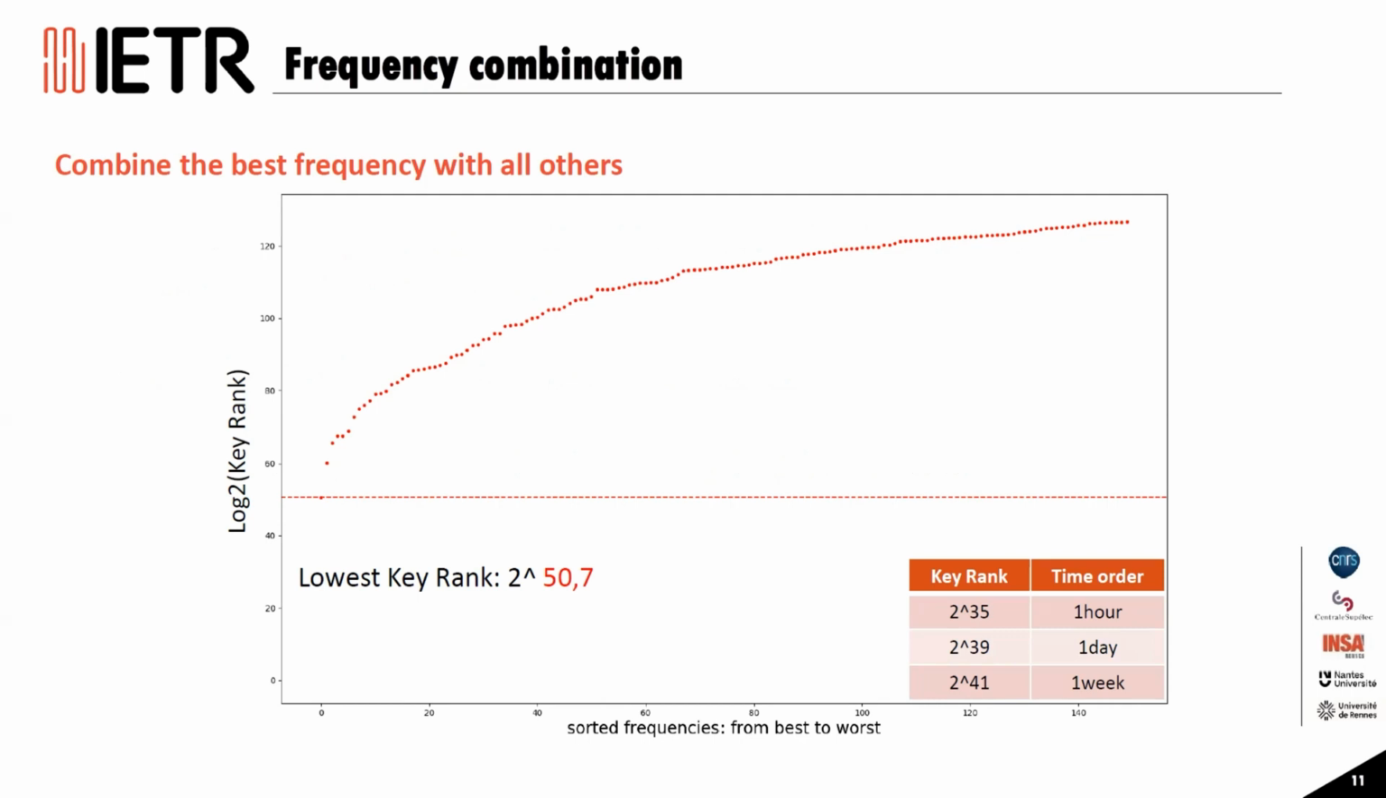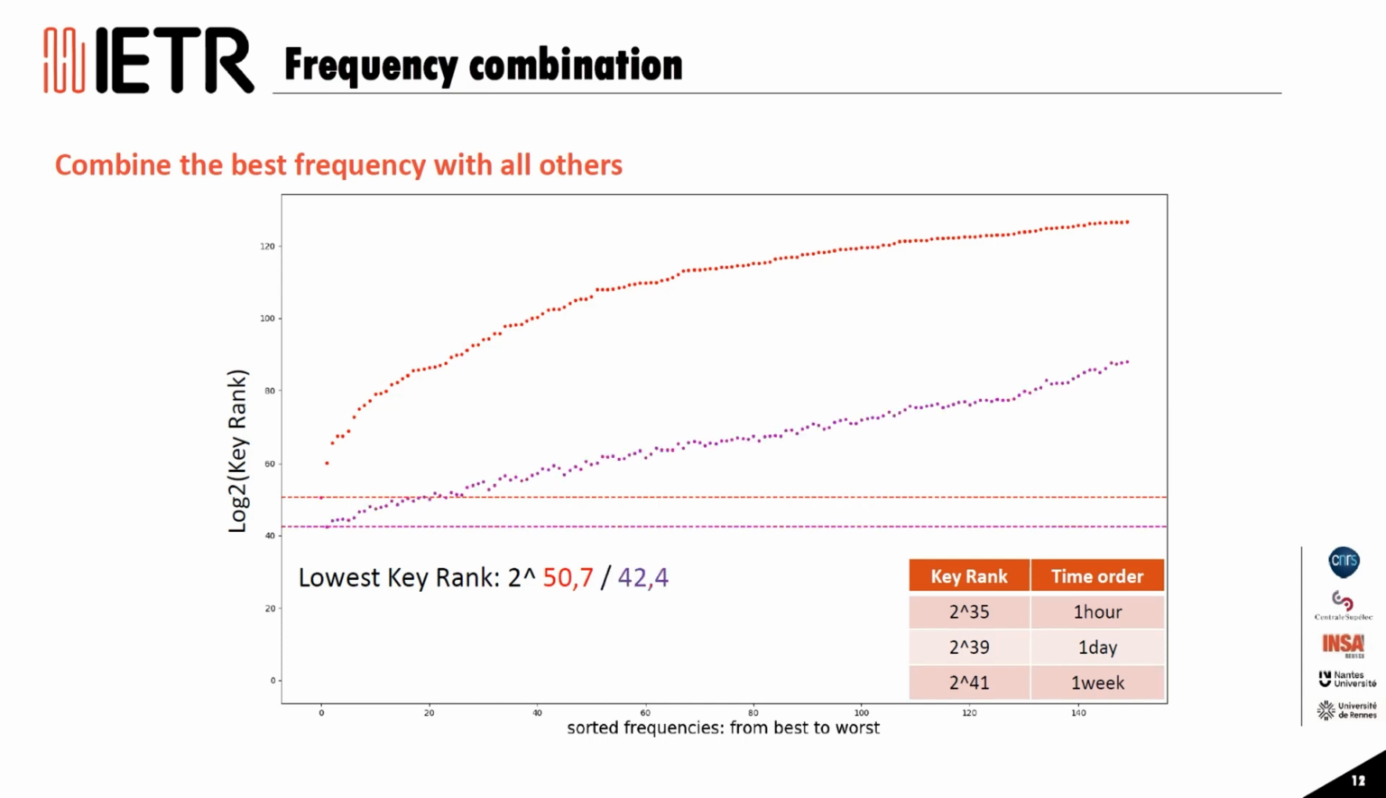So we perform the attack at 150 frequencies, and we order them from the best one to the worst one, and we voluntarily reduce the number of traces used at each attack, to around 100 traces, to make the best frequency not good enough. Here, the key rank is 2^50, so I don't even know how many times we will need to brute force the key. And what we do is we take the best frequency and we combine it with all the others. And here is what we get.